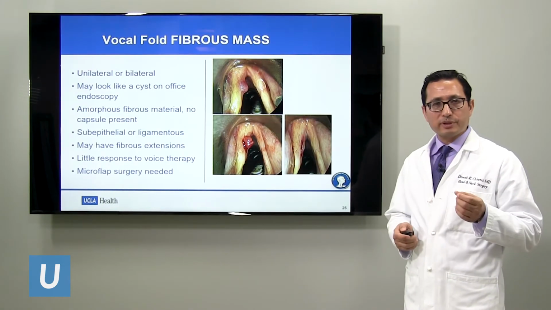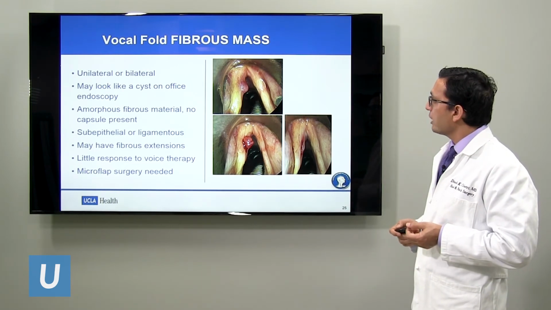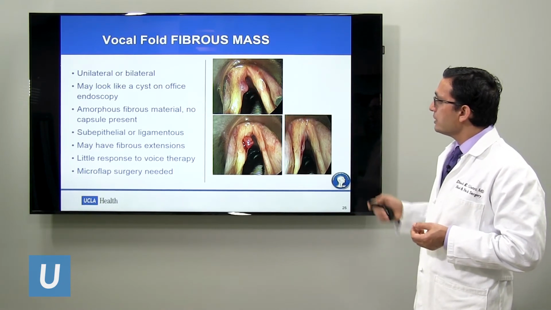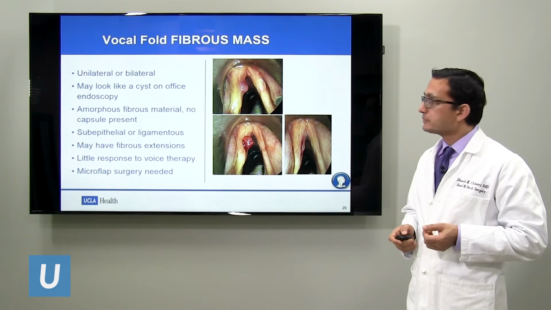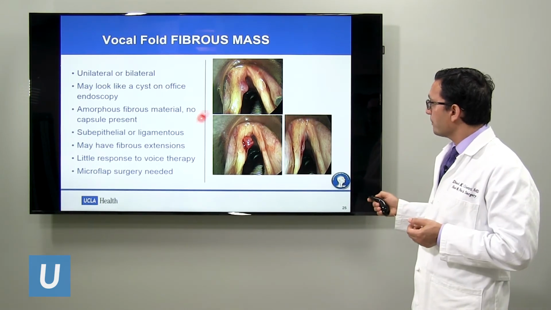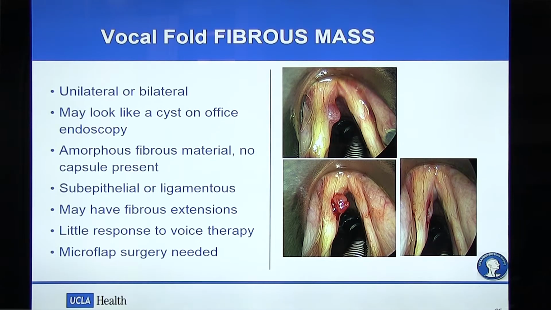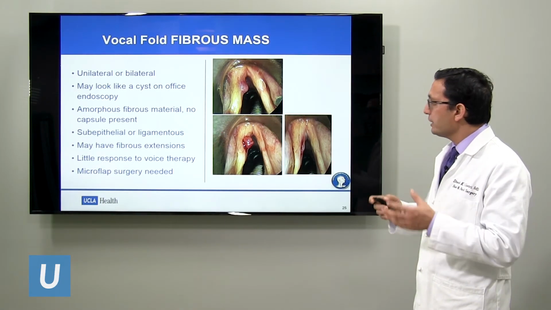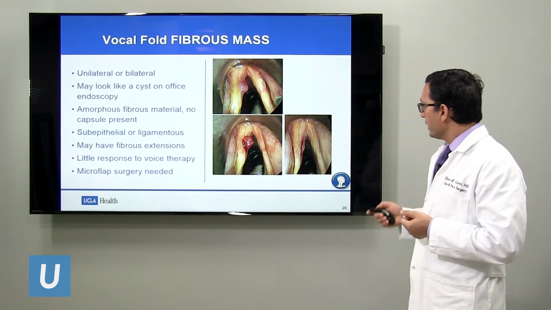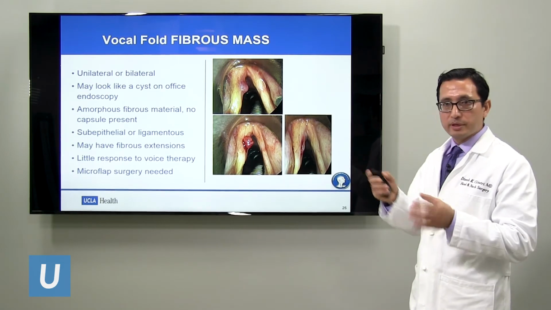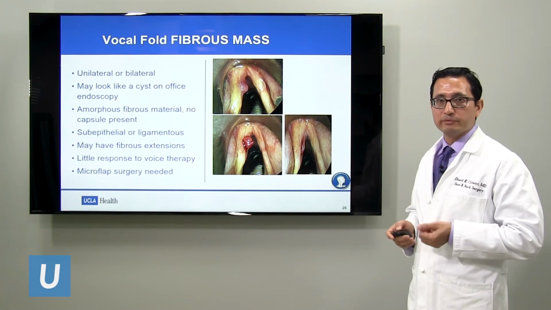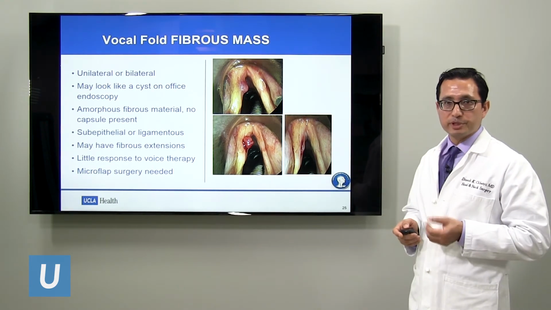I'm going to talk about a slightly different kind of vocal fold lesion, which we call a vocal fold fibrous mass. This can be unilateral or bilateral. And if you look at this picture over here, it may initially look like a cyst on office endoscopy. However, when we go to the operating room and perform a microflap operation, you do not find an actual cyst, but some amorphous material. Having said that, the treatment is exactly the same. We perform our microflap surgery. We remove just that amorphous material, and we allow the mucosa to drape over the incision line. And again, after a period of voice rest, it does heal very well. Also, typically, these do not respond to voice therapy.